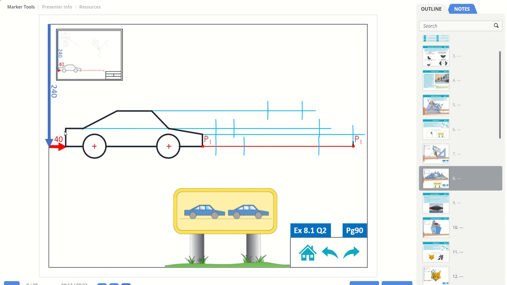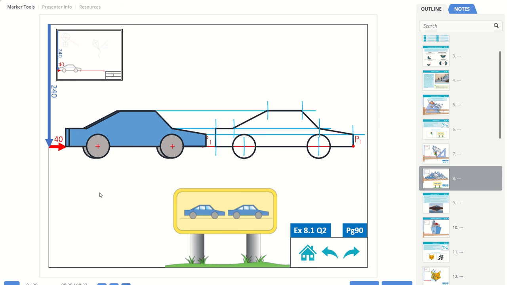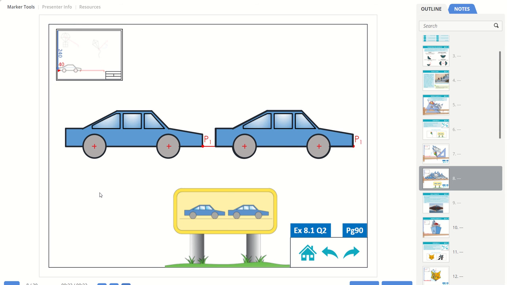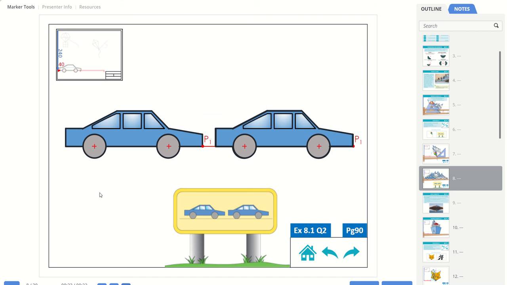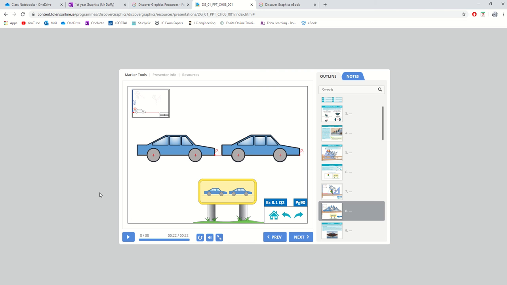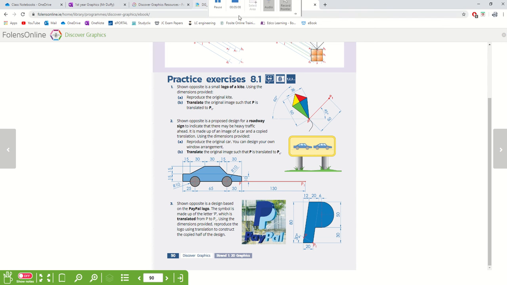Again, I would advise you to label the different points. So maybe A, B, C, D, E, F, G, that's P, and then H, or whatever way you want to label it, just so you don't get confused. Join up the necessary points, and we see what's happening. Basically, in this logo, from P to P1, we're moving the car as a translation across the different points. So you should be well able to do that question as well. That's on page 90 in your books.